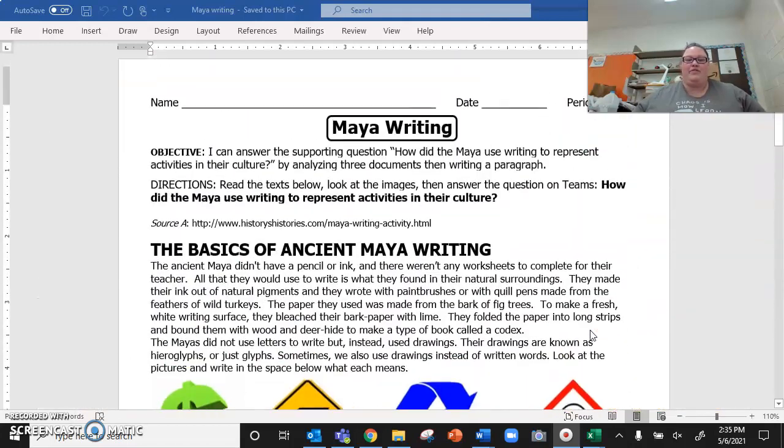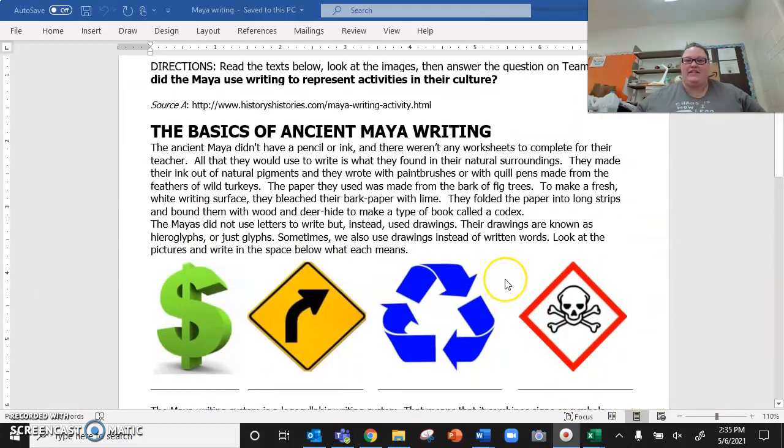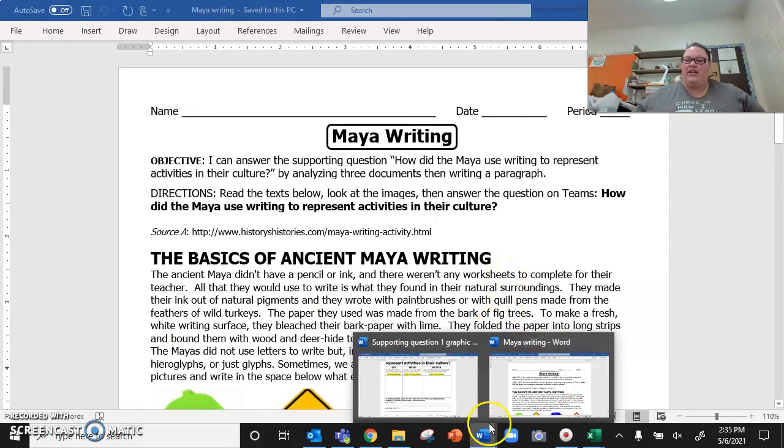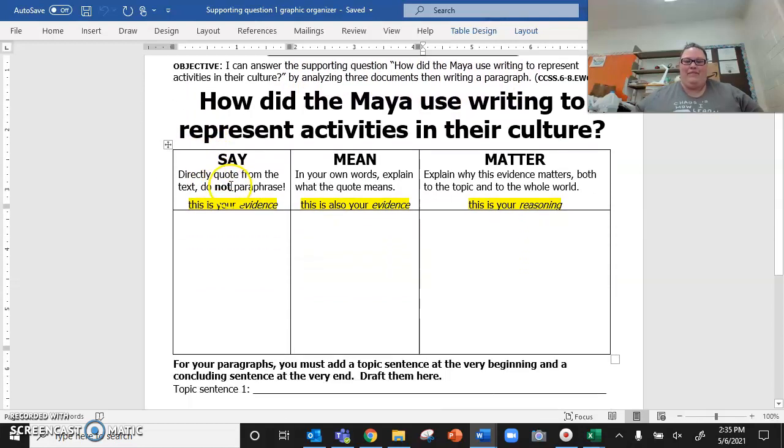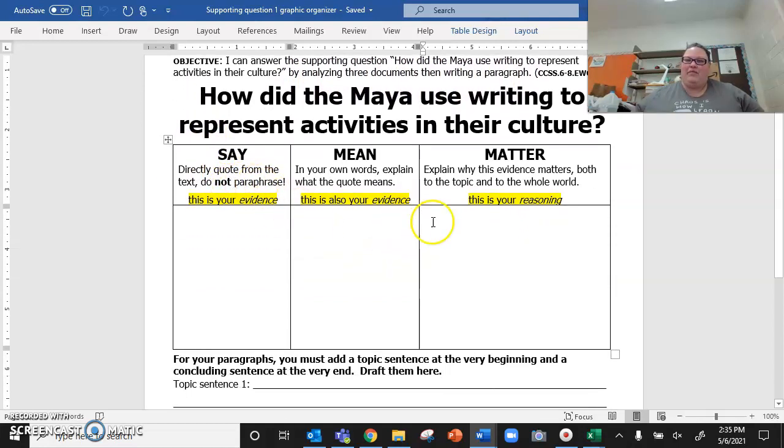Okay, so what we're going to do today, my wonderful human beings, is we're going to work again with cheating at writing. So today you will answer the supporting question, how did the Maya use writing to represent activities in their culture, by analyzing 3 documents and writing a paragraph. So remember the last time we did cheat at writing, we did the say, mean, matter strategy.